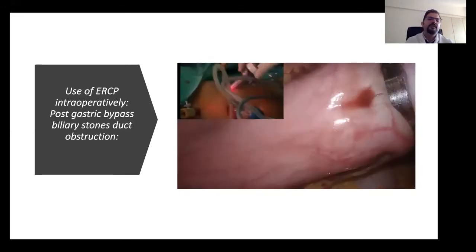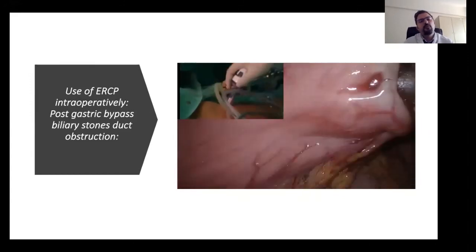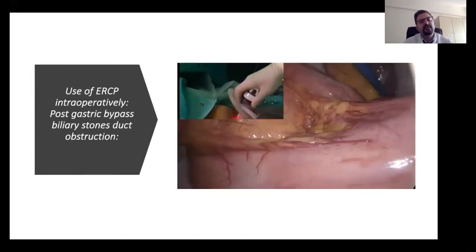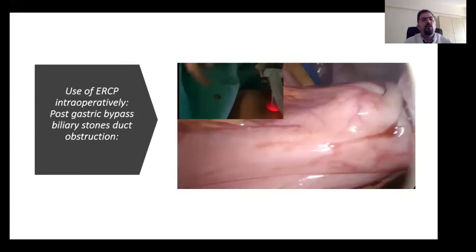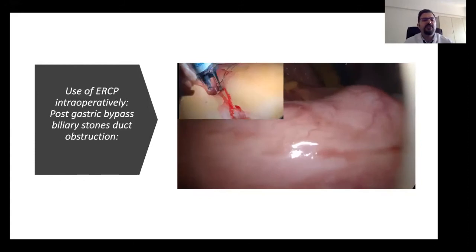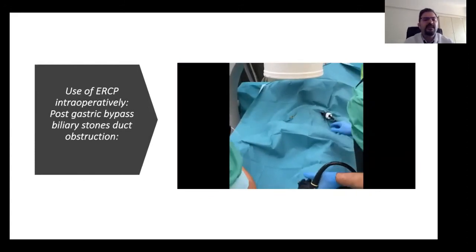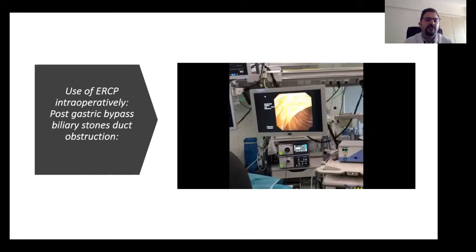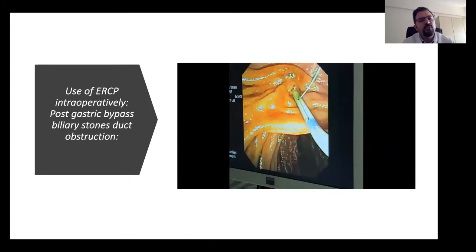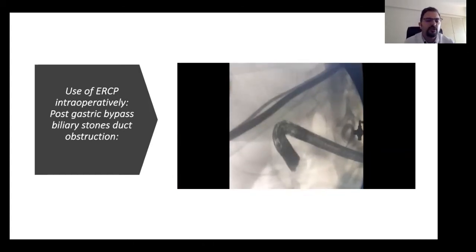So this is not only for bariatric patients, but you can sometimes use this route for patients with subtotal gastrectomy or patients where you cannot reach the duodenum directly. So this is an intraoperative ERCP procedure. This is a hybrid way. This is how laparoscopy can be used in conjunction with endoscopy.